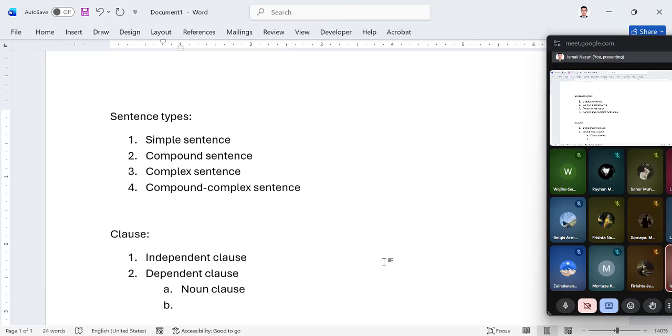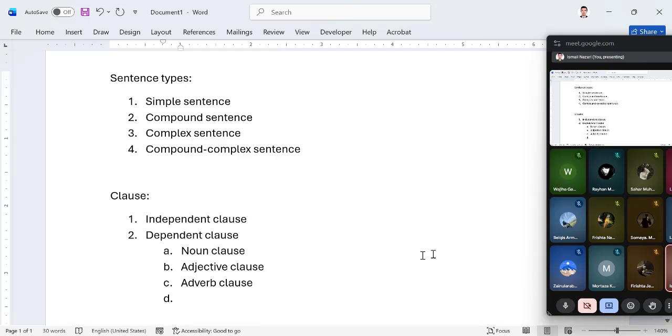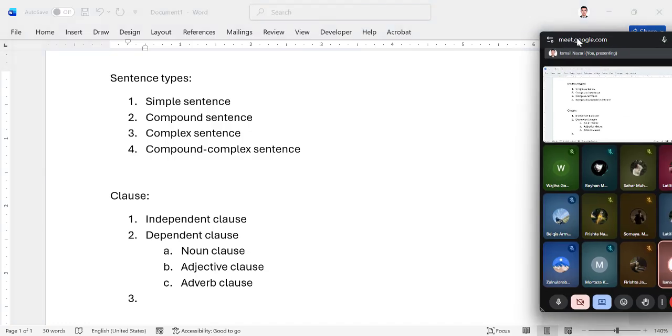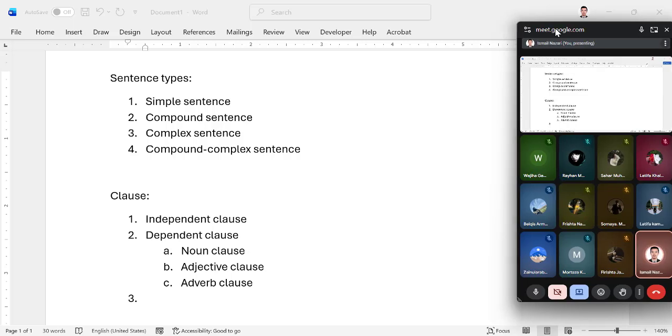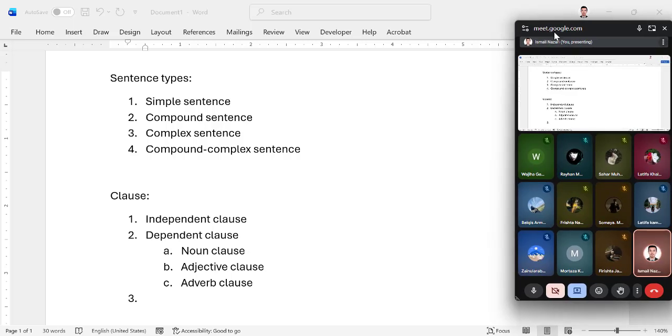A noun clause is a dependent clause. We have the adjective clause, and the final one is the adverb clause. So these are the three types of dependent clauses. Now we'll focus on each one in detail.